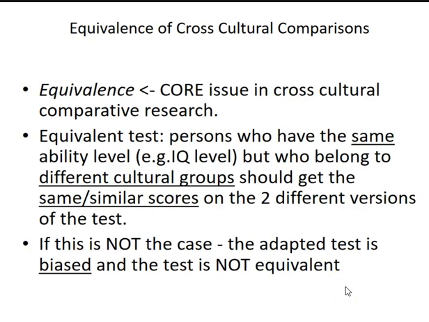Okay, equivalence of cross-cultural comparisons. Now here the most important aspect is that the tests on which the cultural groups are being compared are equivalent measures. So for a measure to be called equivalent, people who have the same ability level but who belong to different cultural groups should get the same or similar scores on two different versions of the test. If this is not the case, the adapted test is biased and the test is not equivalent.